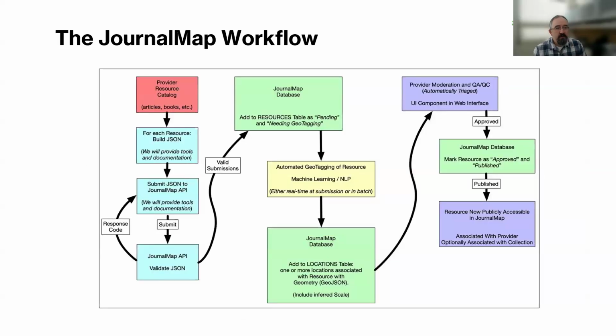This is the workflow for JournalMap, and I'm not going to go through this whole thing, but I will point out the yellow box right in the center, and that is where we focused on our automated geotagging process. And up to this point, we've used tools that are not kind of the generative AI large language models that you typically see. We've been using some older tools for doing that, but we're probably going to be transitioning soon to using generative AI based on the results that we found, which I'll talk about in a second.